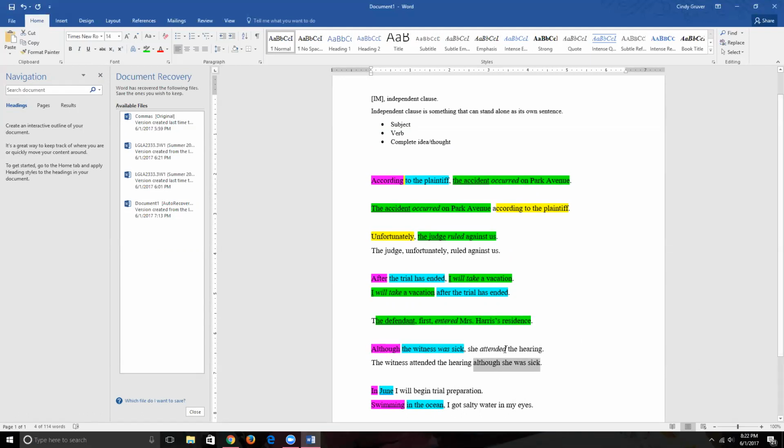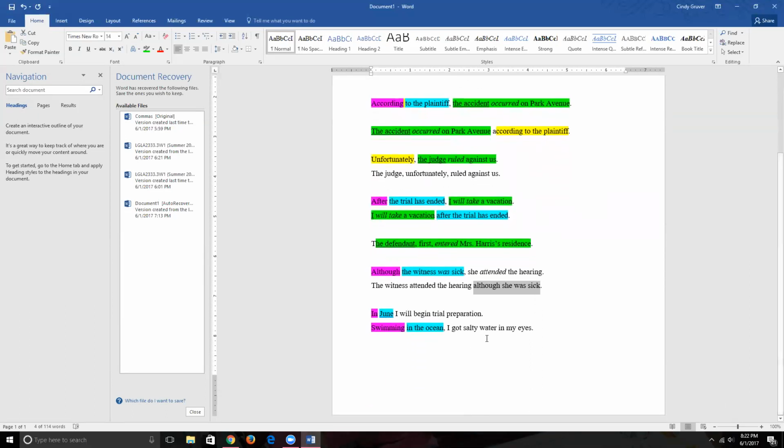That is probably the most challenging thing about Rule 5, to keep in mind it's introductory material. If it appears elsewhere in the sentence, Rule 5 doesn't tell you you need a comma. Another rule might, but not Rule 5. Okay, let's look at our next sentence. In June, I will begin trial preparation.